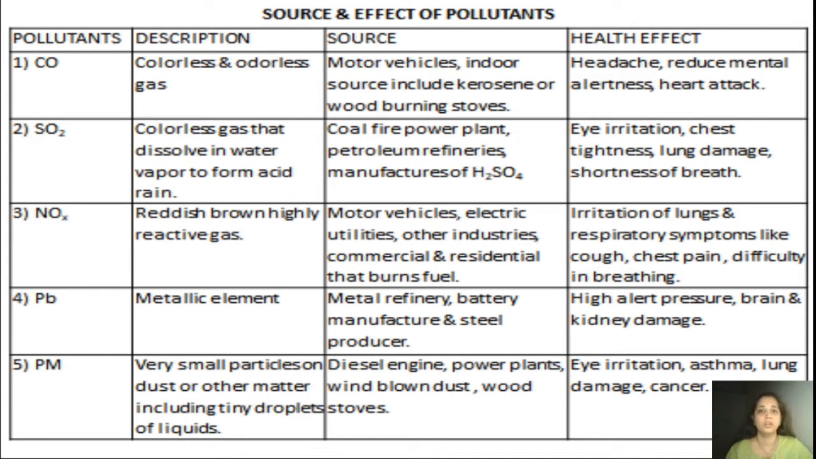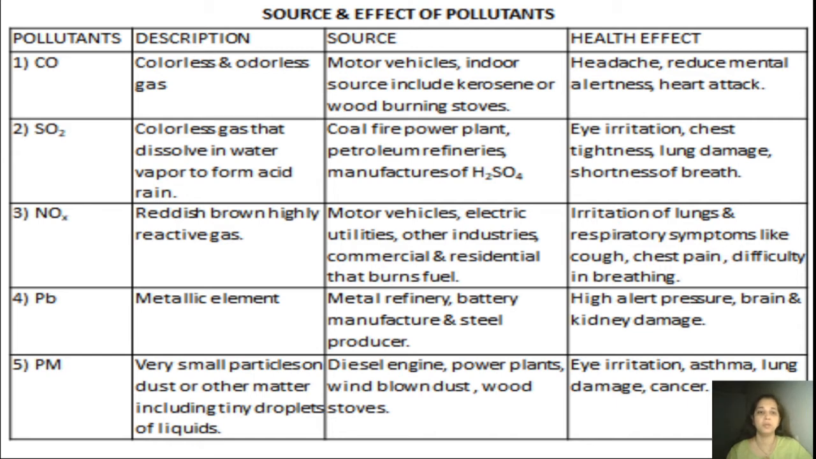The second pollutant is sulfur dioxide, which is a colorless gas dissolving in water vapor to form an acid or giving acid rain. Now sources are mostly the power industry, that is your coal fired power plants, as well as your petroleum refineries and manufacture of H2SO4 from certain kinds of industries like your fertilizer industry. Health effects of the same being eye irritation, chest tightening, lung damage, shortness of breath.